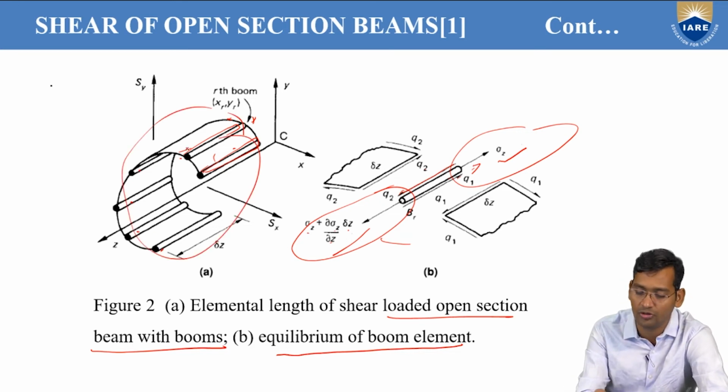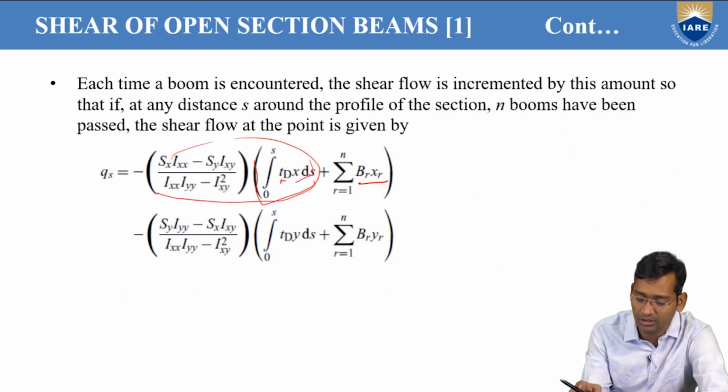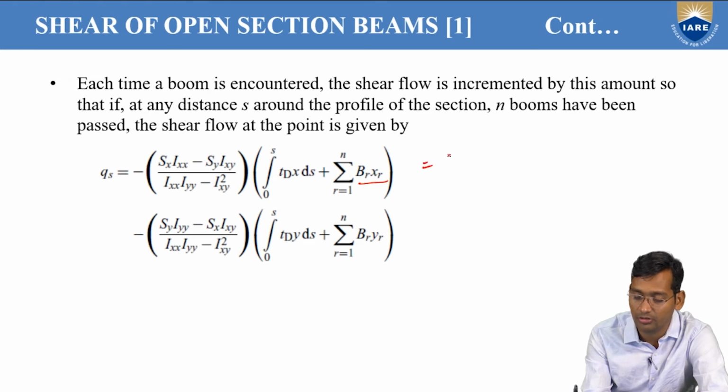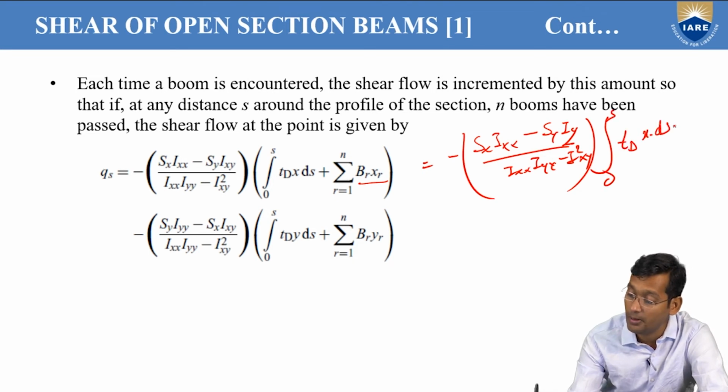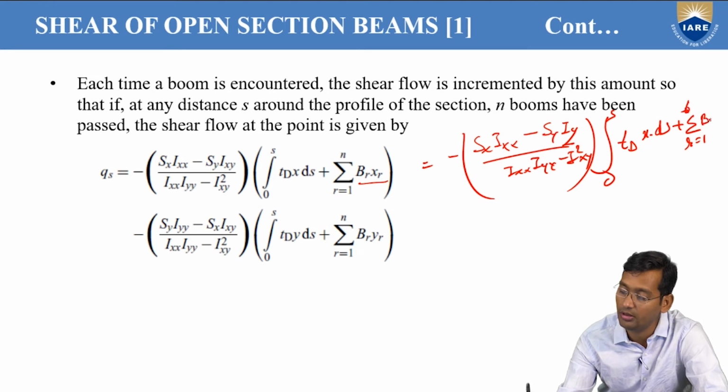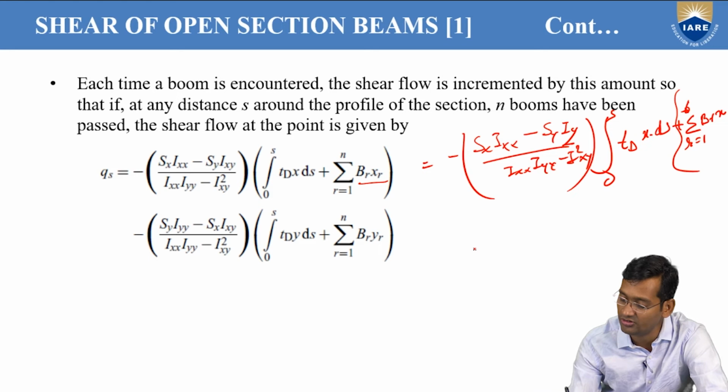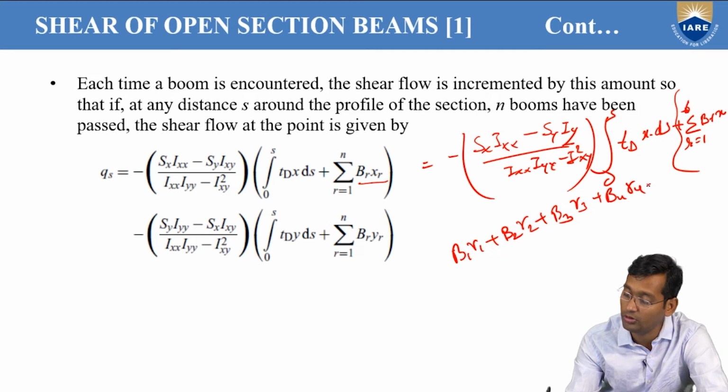So if you write this overall, this equation will be minus Sx Ixx minus Sy Iyy by Ixx Iyy minus Ixy squared, this into the integral from 0 to s of t_D x ds plus the sum over r equals 1 to 6, because in that figure six booms are there, of B_r x_r. Summation from 1 to 6 means B1 x1 plus B2 x2 plus B3 x3 plus B4 x4 plus B5 x5 plus B6 x6.